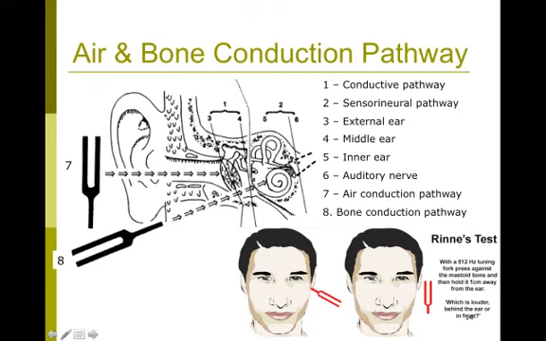So here's a schematic illustration of air conduction and bone conduction hearing with tuning forks. When you're using the air conduction pathway, you go through the conductive pathway and the sensory neural pathway before the person hears a sound. So it has to go through the external ear, the middle ear, the inner ear, and then the hearing nerve or the auditory nerve. But when you're testing through the bone conduction pathway, you're bypassing the external and the middle ear and directly stimulating the cochlea.